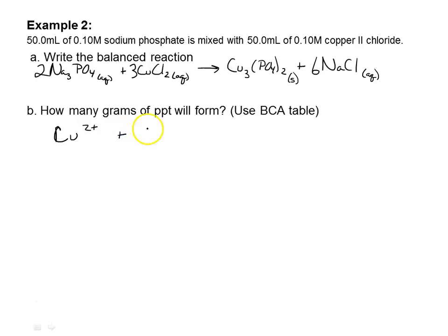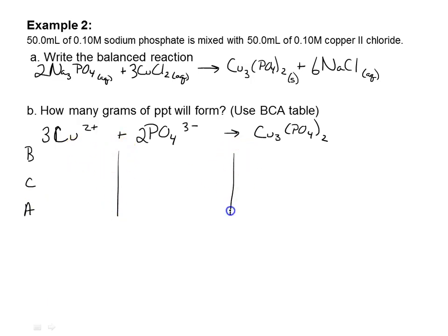I'm just going to jump ahead here, but we can go over it more in class if you need. With phosphate ions, and it will create copper phosphate. Let's see, I need a 3 there and I need a 2 there. Okay, so now we're balanced. Now let's figure out our grams of precipitate using a BCA table.